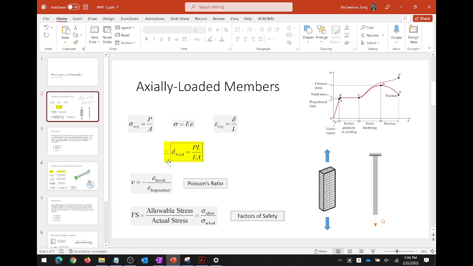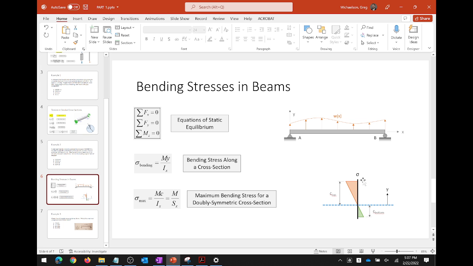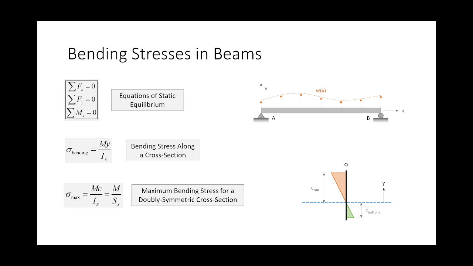Bending in mechanics of materials land is a little bit different. I'm currently teaching mechanics of materials right now, and with axial stresses, you can kind of jump right in. And with torsion, you can kind of jump right in. That's not really the case with bending, because the actual bending formula is really easy. It's just sigma equals My over I.